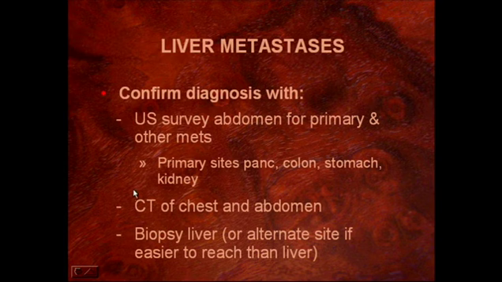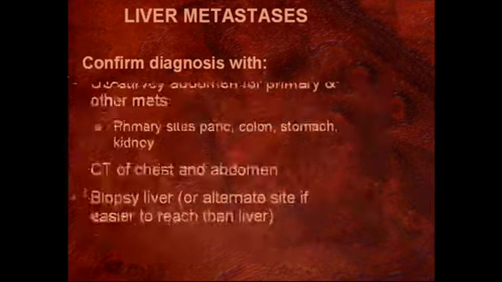Most of the patients who have what you think will be metastases to the liver will ultimately get a CT of the chest and abdomen, looking for primaries and staging the disease. And then ultimately, many of them will come back for a liver biopsy, or if some other site has been identified that would be easier to reach than the liver, you can certainly biopsy that as well.